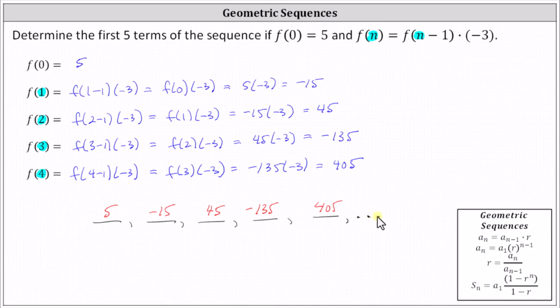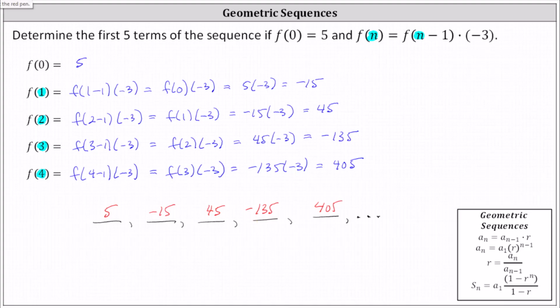You may recognize this as a geometric sequence. We have a pattern of multiplication. Notice 5 times negative 3 is negative 15. Negative 15 times negative 3 is 45, and so on. And we can see the multiplying by negative 3 in the function rule for f of n.